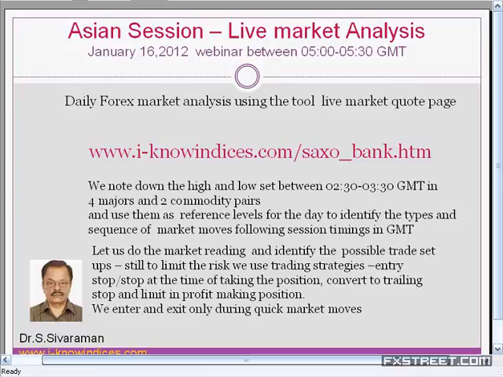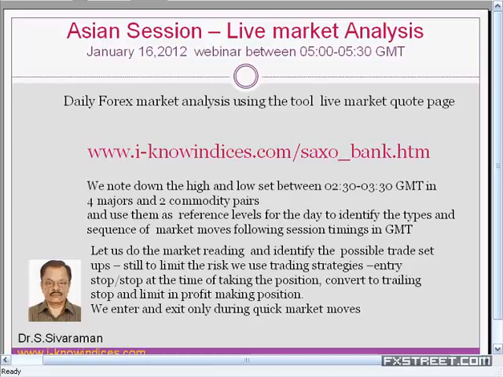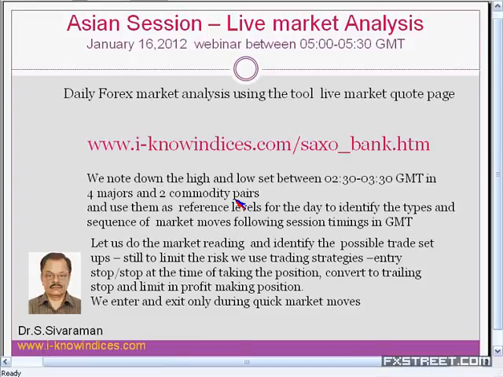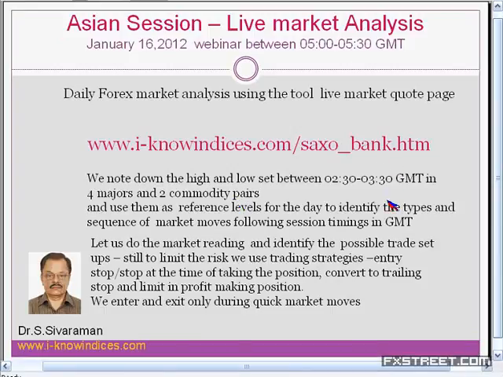So in the live market code page, you can open the live market code page. Meanwhile, I'll explain to you how exactly this code page has to be used. We note down the high and the low between 2:30 and 3:30 GMT in 4 majors and 2 commodity pairs. So that is Euro, GBP, USD Yen and USD CHF, and also the 2 commodity pairs, Australian dollar and Canadian dollar. Around 3:30 GMT, the high and the low are set.